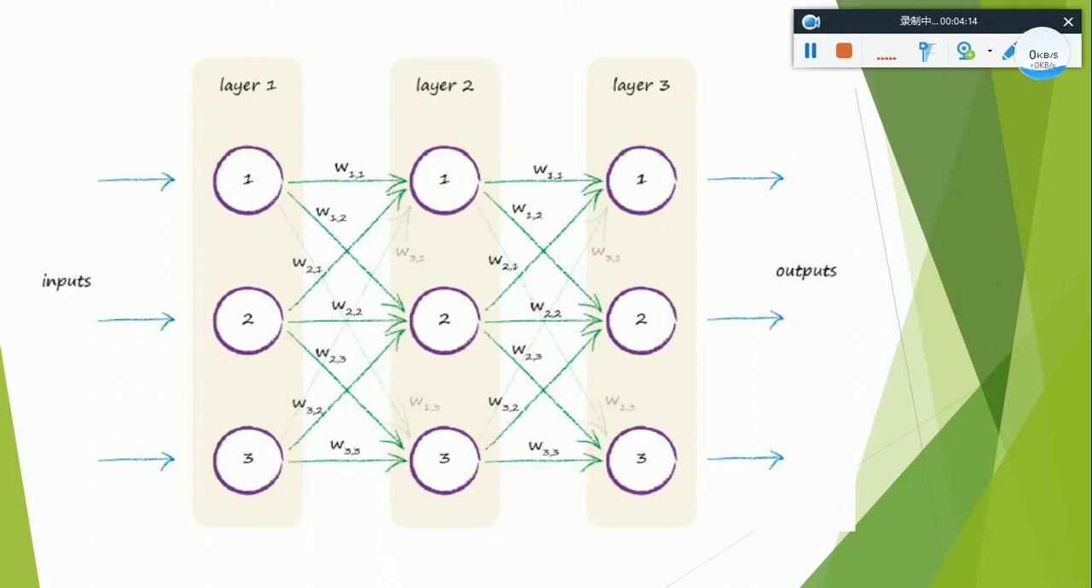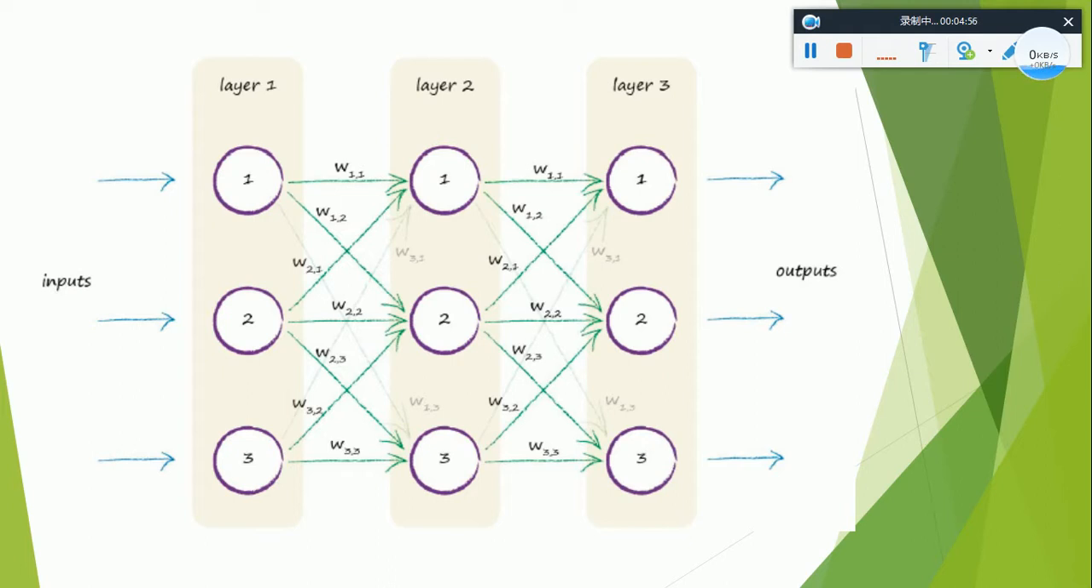Actually, each node in level 1 is linked to all nodes in level 2, and each node in level 2 receives links from the nodes in level 1. So it's completely linked. Between level 2 and level 3, they also have this kind of link. And there's a weight on each link. Basically, the weight is the heart of the neural network, because this is where the learning happens.